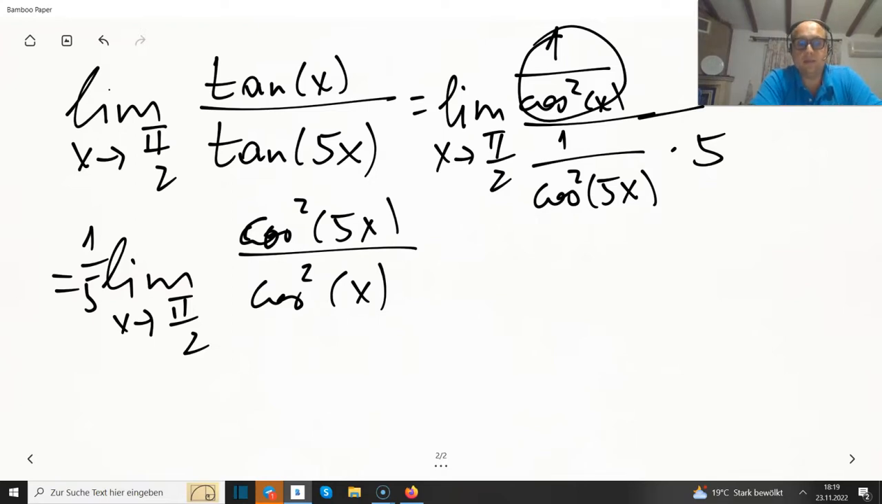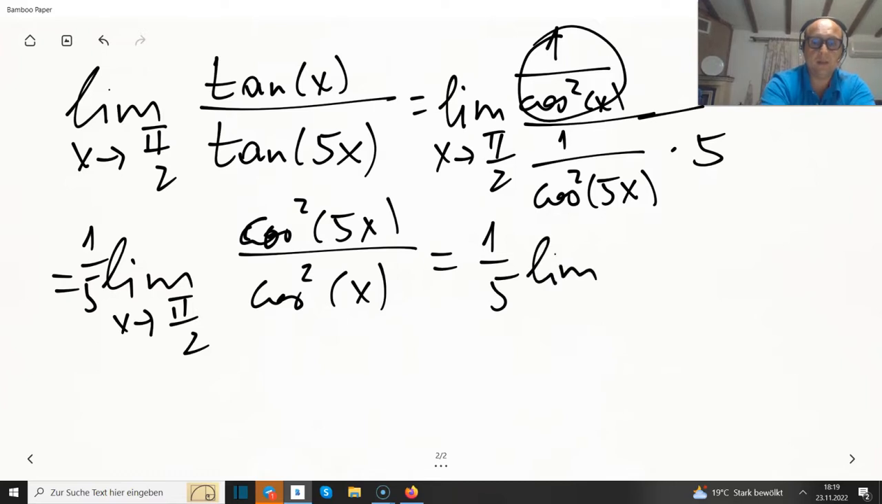What is the next step? So if I'm putting pi divided by 2, I'm getting to 0 divided by 0, which I'm not going to be doing. So let's do L'Hopital once again.